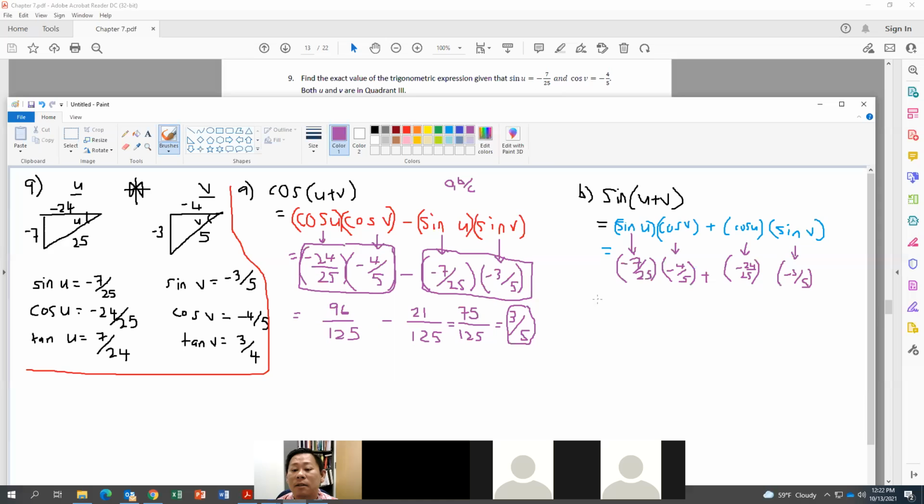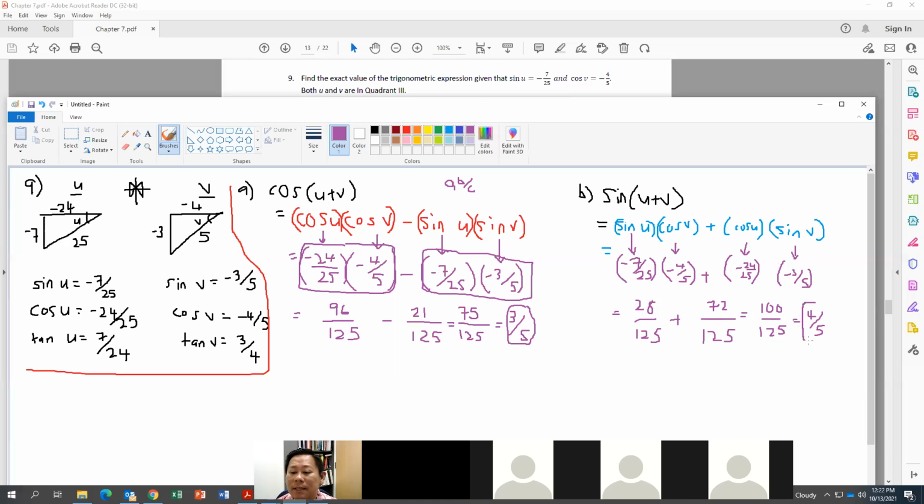And you just multiply this. So when you multiply this, you get 28/125. And when you multiply this, you get what? Anyone? 72/125. And the total of this is 100/125, which is 4/5. Okay, so this is how we find it using cosine and sine.